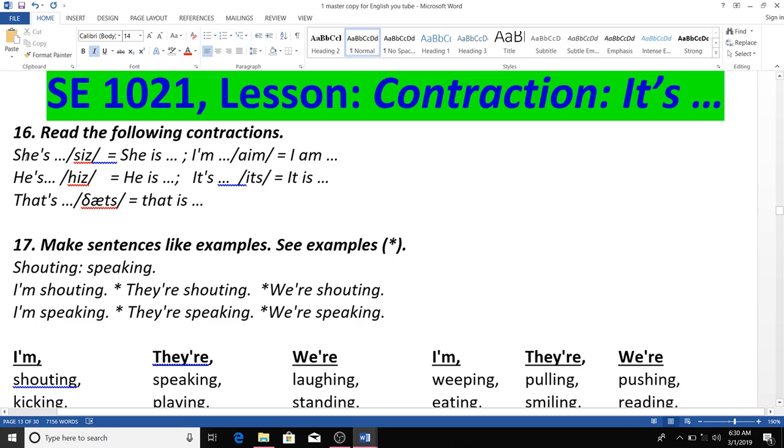She is, we say she's, okay? This is general, but in speaking English, we say she's, okay? This is the phonetics, okay? He is, in speaking English, we say he's, okay? Here, that is, its phonetics is that's, and in general it is called that is, okay?